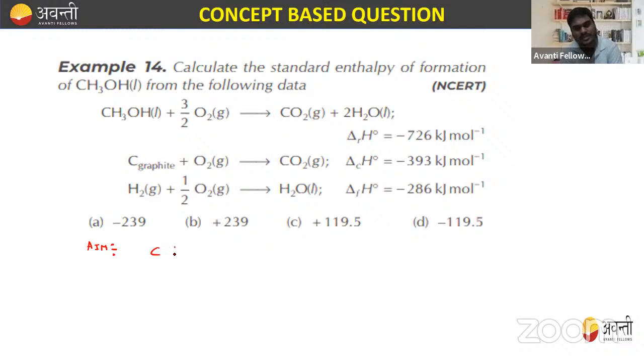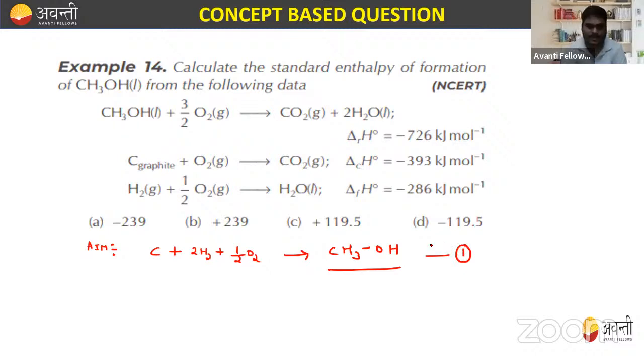Here the aim is C plus 2H2 plus half O2, which will give us methanol, CH3OH. So this is what we get. When C plus 2H2 combined with half O2 gives methanol, CH3OH. Next thing is, this is our aim.